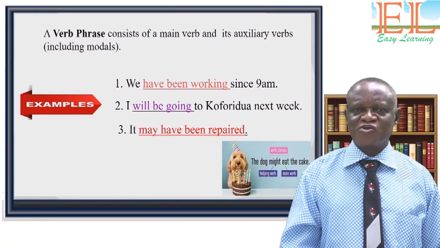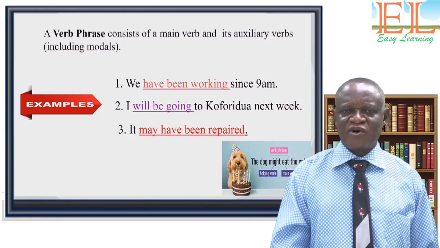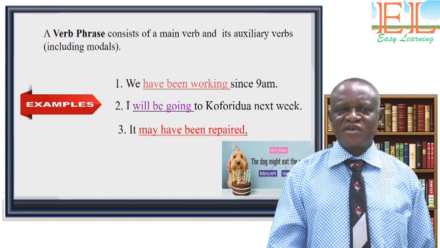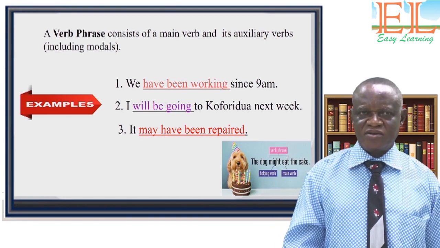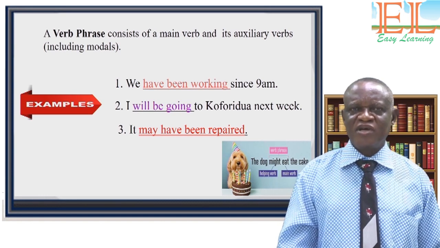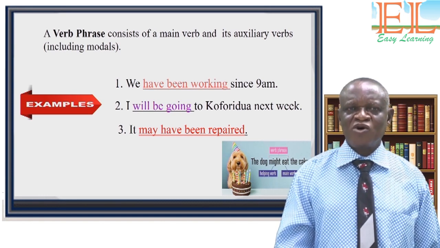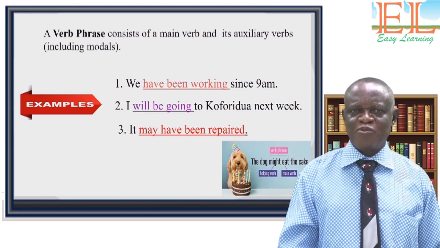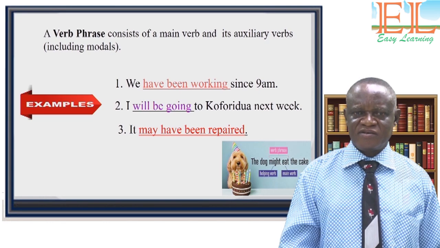In a sentence, when you are asked about the verb, for example, in sentence 1, you are going to say have been working. The whole of have been working is the verb in the sentence. You are not going to pick one out of the phrase as the verb of the sentence.